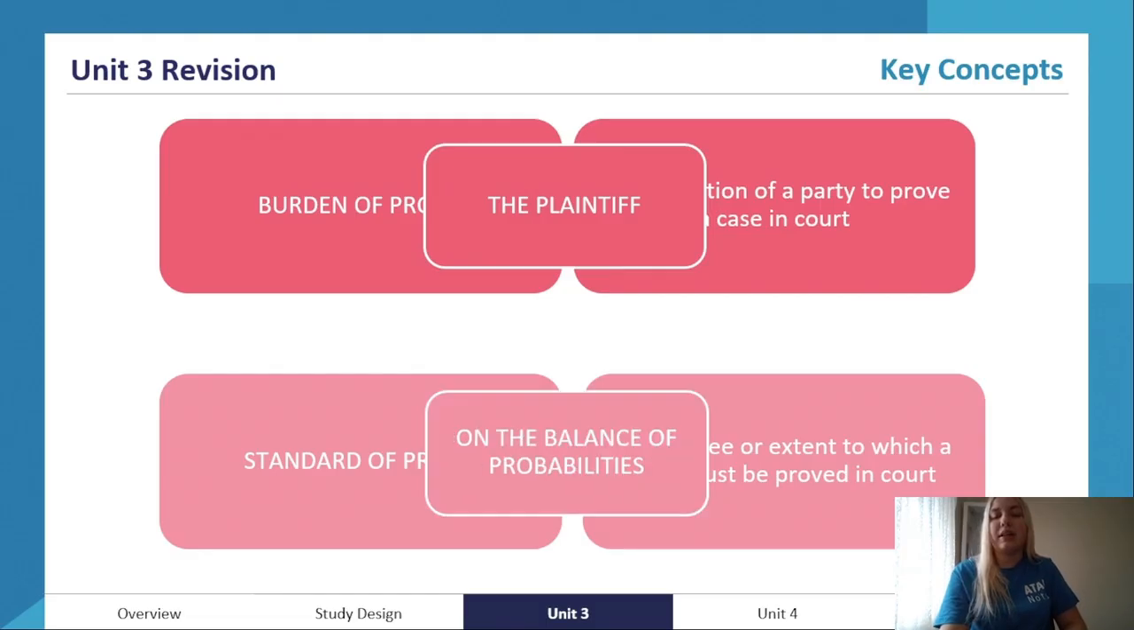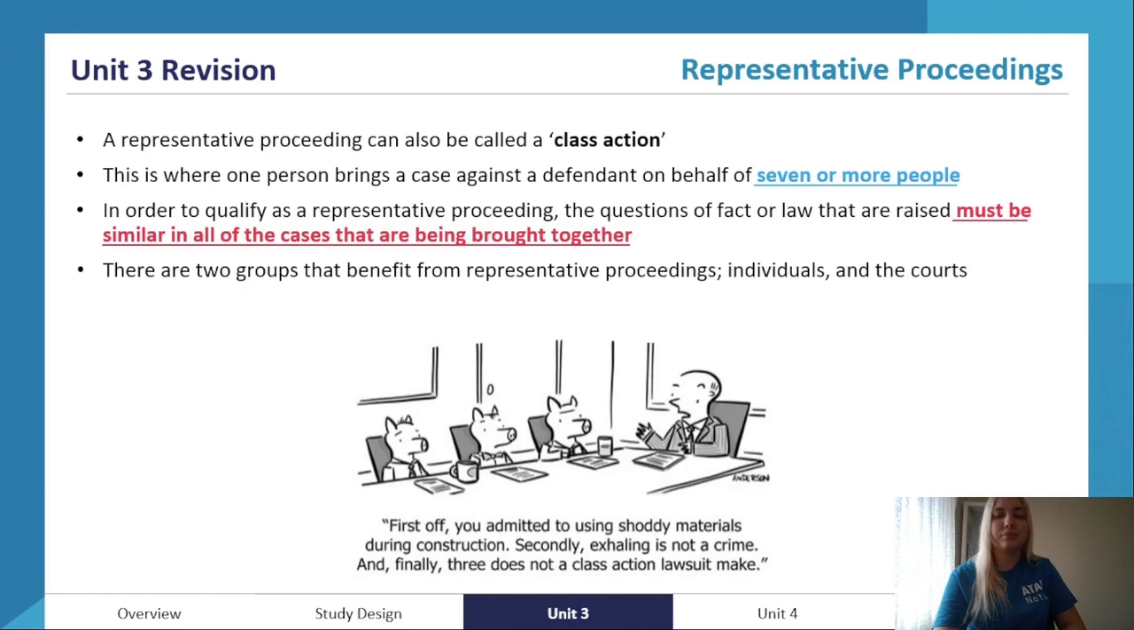The standard of proof, the level of evidence that's required, is on the balance of probabilities, which is a much lower standard of proof than in criminal cases. Simply, this means the judge will decide which version of events is more likely to have happened, that told by the plaintiff or that told by the defendant when determining liability.